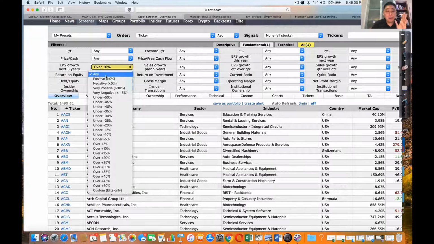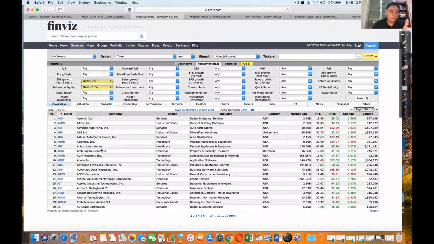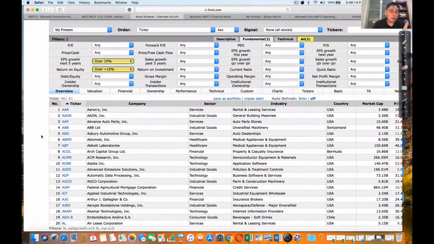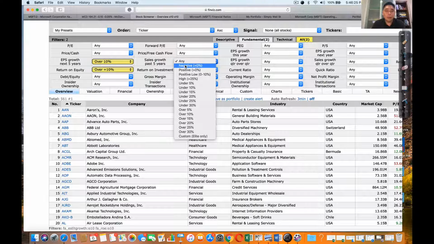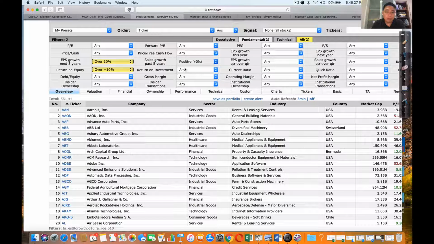Next, we can put in an ROE criteria. Say, I only want companies with an ROE of at least 10% or at least 15%. Now, like I said, above 12% is great, but they don't have 12%, so we could put 10% as a filter. So that gives us 500 companies. Next, we can put in the sales growth for the last 5 years. So we want to ensure that the company has been growing the revenue for the last 5 years. So as long as it's growing positive, that's fine.